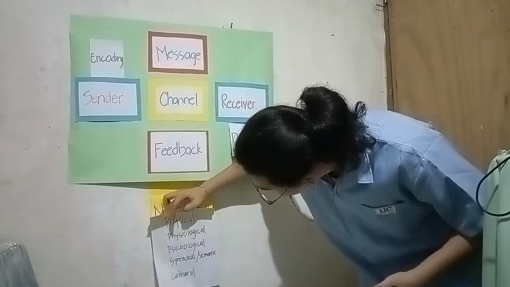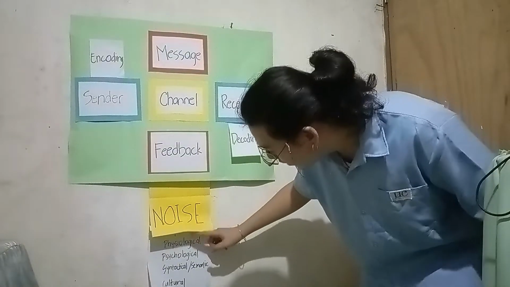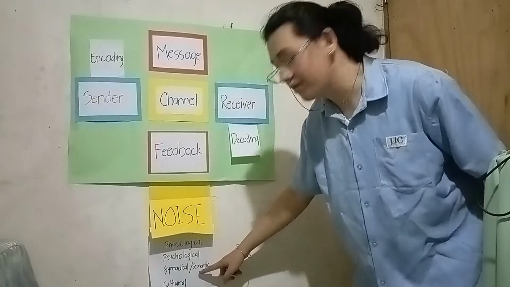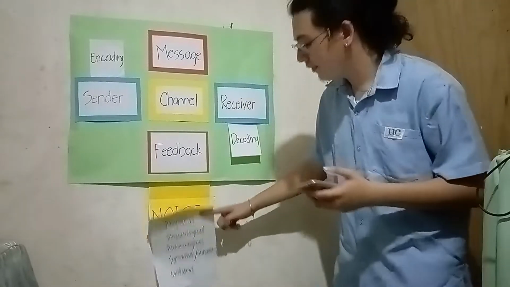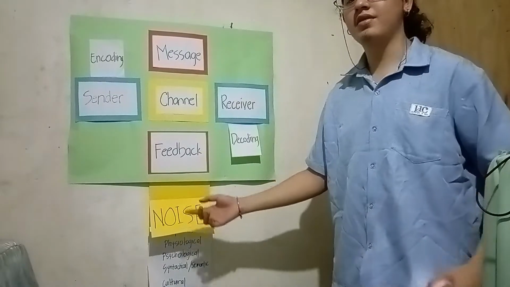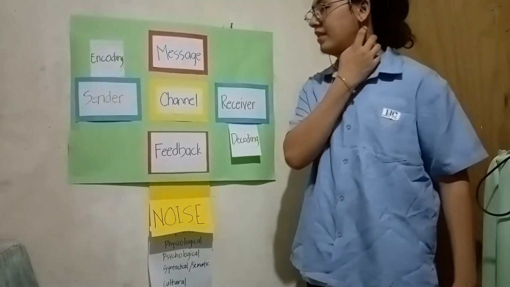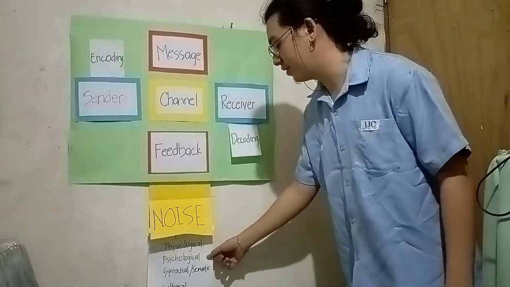you can see here: physical, physiological, psychological, syntactical or semantic, and cultural. So this affects and hinders the communication process, which means it disturbs and interrupts the communication process.